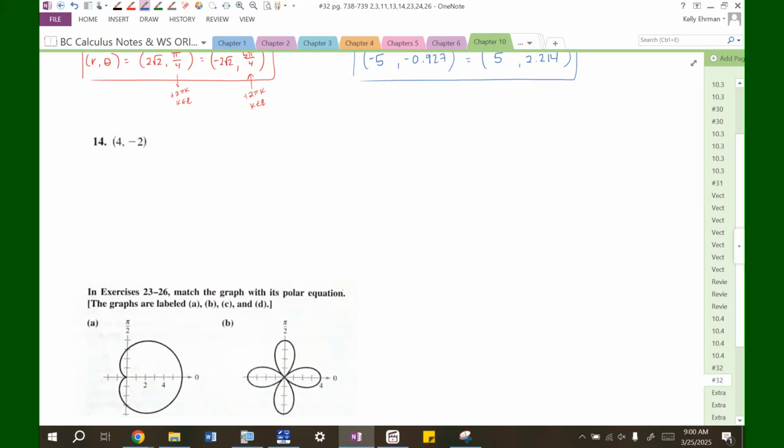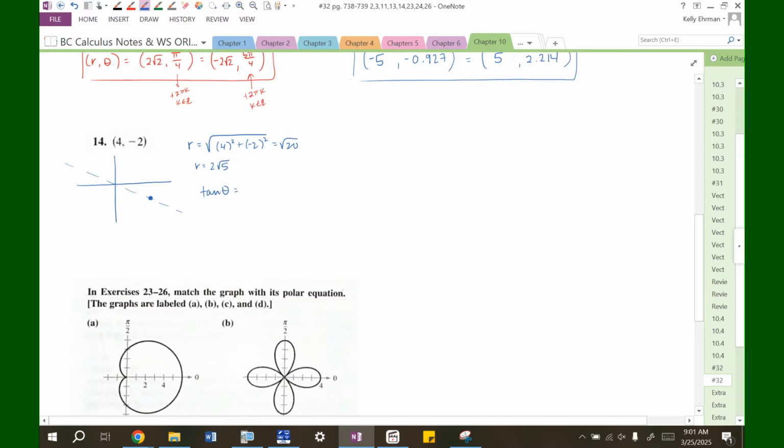All right, and then number 14, same thing. So if I plot that point, it's right 4 down 2. So we're in quadrant 4. We will figure out whatever this angle is to get our polars. Begin by finding r. So this is the square root of 4 squared plus negative 2 squared. That's 16 plus 4, radical 20. That simplifies to 2 radical 5.